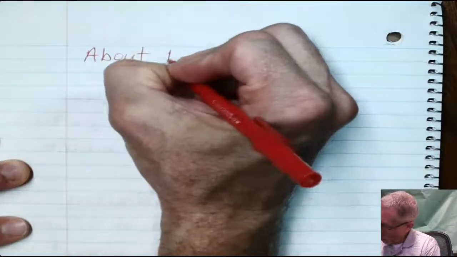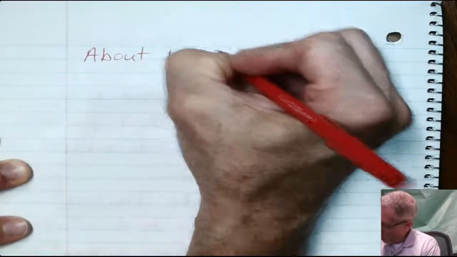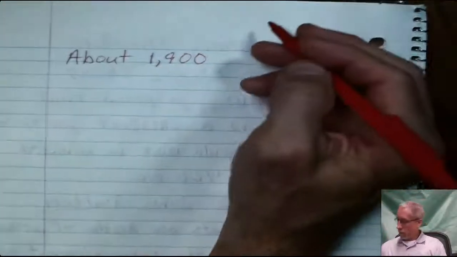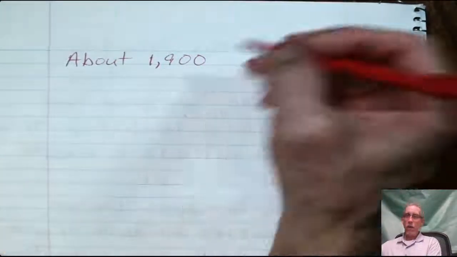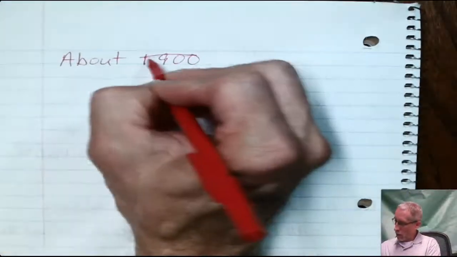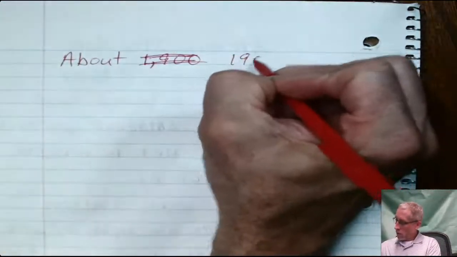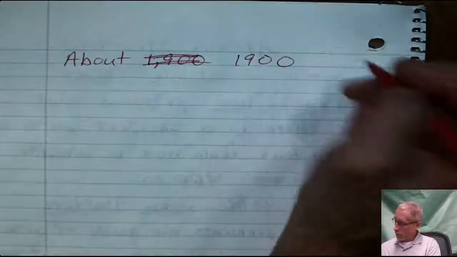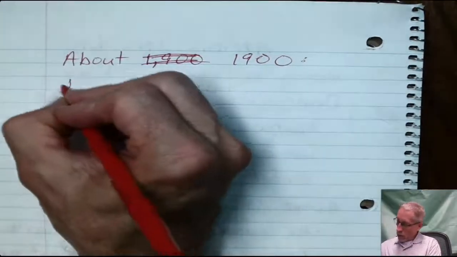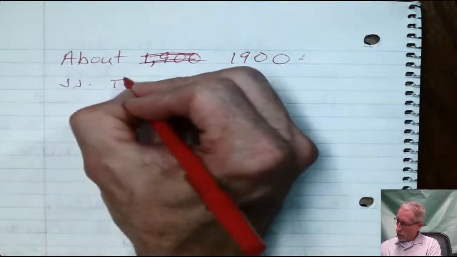All right, so let's skip ahead to now about 1900 or so. I'm just giving a rough idea. About the year 1900. We don't put commas in years typically. So the next big player is a guy known as J.J. Thomson.